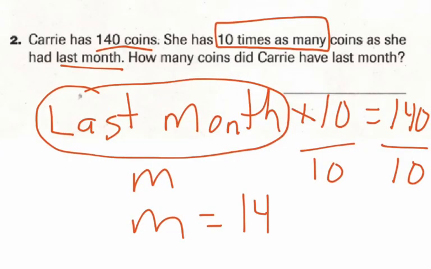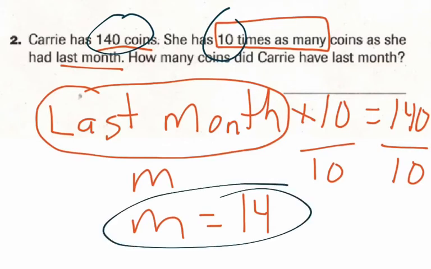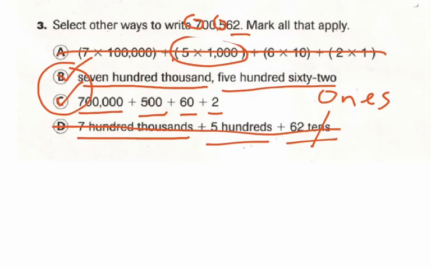And problem number 2, when you unpack it, you see that she has 10 times as many coins now as she did last month. So that means she has more coins now than last month. So I do the inverse operation. I divide 140 by 10, or I take last month times 10 equals 140. So I divide 140 by 10, and the last month would be 14. I check my work, saying 14 times 10, does that equal 140? Yes, it does, so I am correct.